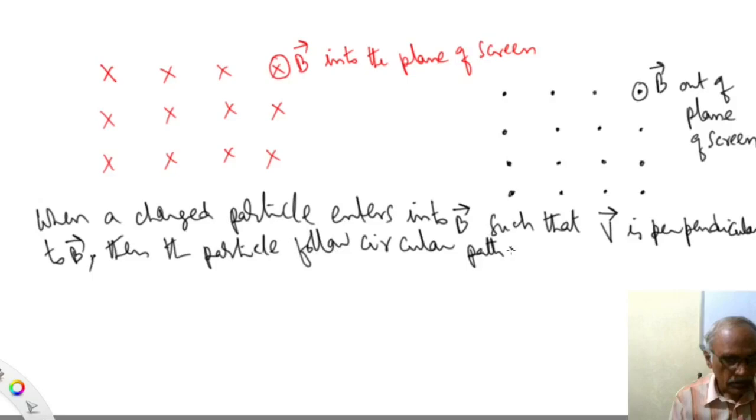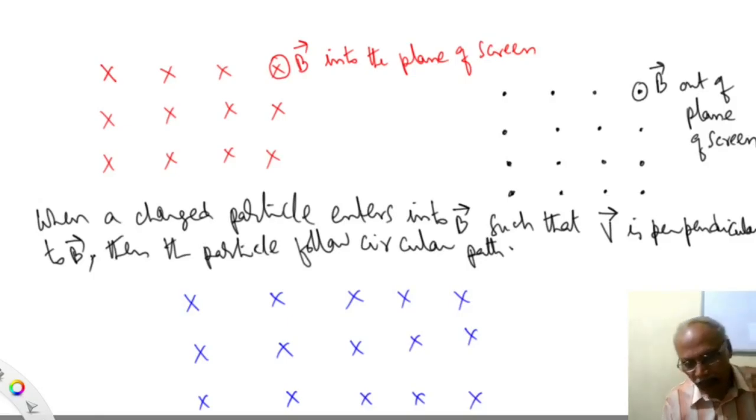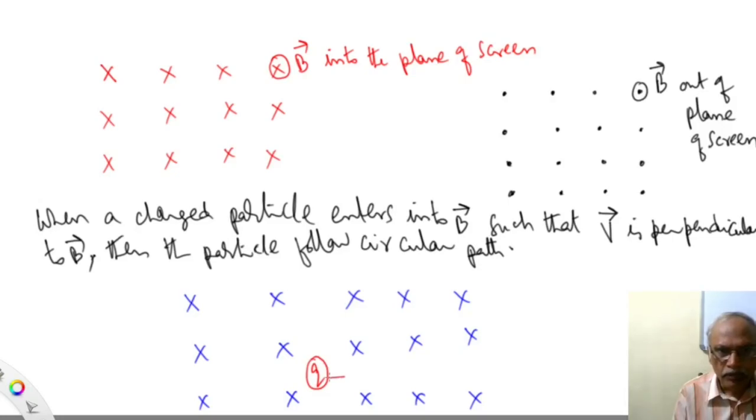I show it in a diagram. For example, there is a magnetic field here, which I am representing with into marks. This is the magnetic field. Now one charged particle enters the magnetic field, for example charge Q. This is the charged particle. Now its velocity is to the right side, for example V bar.